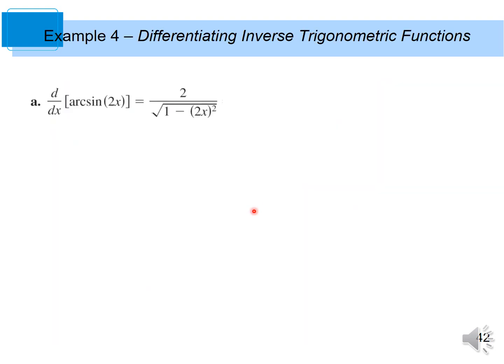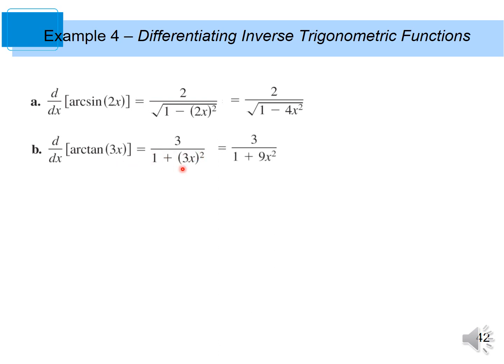Look at this example. Differentiate the arc sine 2x with respect to x, where 2x is the inner function, u. The function is a composite function. So use the formula u prime over radical 1 minus u squared, and we simplify. For B, differentiate the arctangent 3x with respect to x. This function also is a composite function because 3x is the inner function. So we use the formula of arctangent. Then this is the answer.